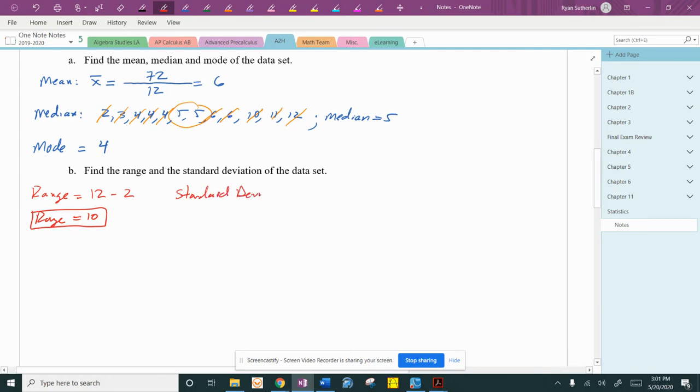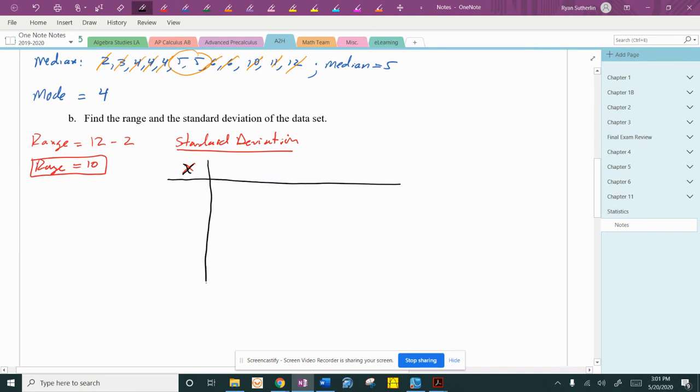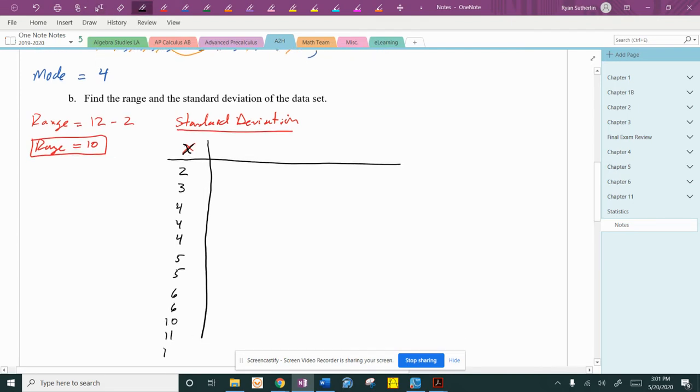All right, standard deviation. I find that it's easiest to do standard deviation with a table. So I'm going to use a table here and build a table to help us find the standard deviation. So the first thing I'm going to do is I'm going to list out our x values, our data set. So we have a 2, 3, 4, 4, 4, 5, 5, 6, 6, 10, 11, and 12. Okay, make sure 4, 6, 8, 10, 12. I have all the items.